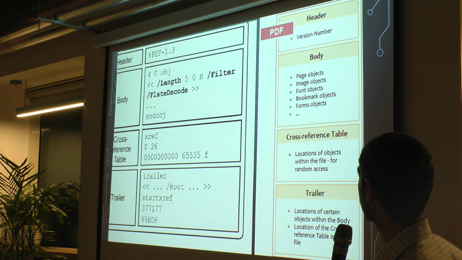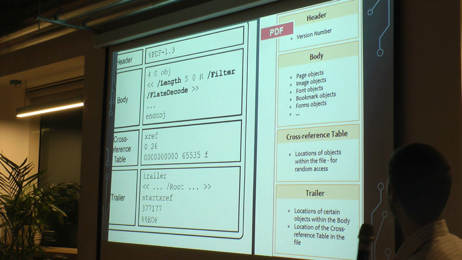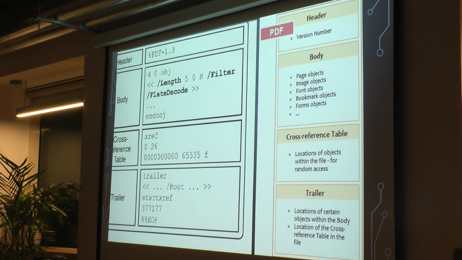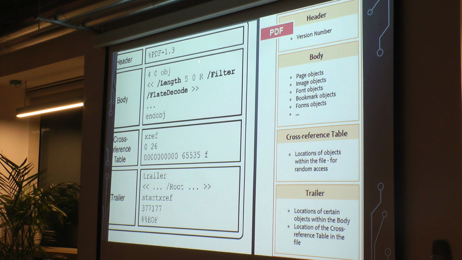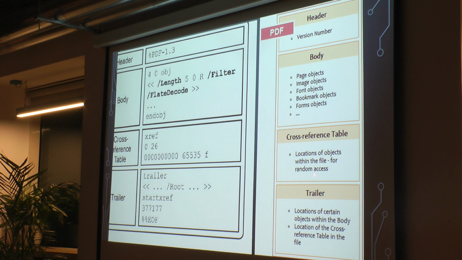This is a diagram of the structure of a PDF. There's the laser. The header includes the version number. The body includes different objects. Some of these objects could be strings and text, like what everyone knows, but we'll soon see that there are other types of objects that are a little bit more interesting. The cross-reference table includes the locations of all the objects, and the trailer includes the location of the cross-reference table in the file.